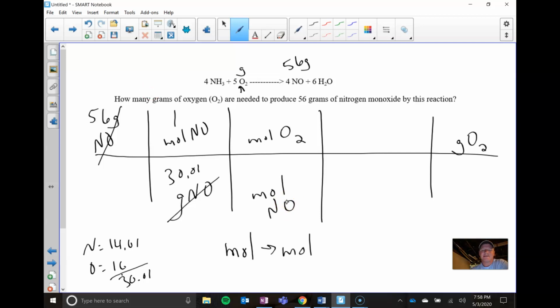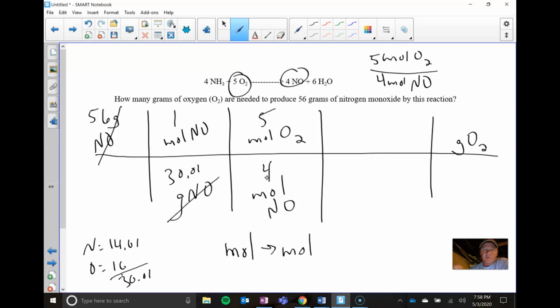Now, where do I get this information? Moles of O2 to moles of NO. Where do I get the numbers for that relationship? I'm sure somebody said it. I hope you did. From the balanced equation. So notice our mole ratio from the balanced equation says that for every 5 moles of oxygen, of O2, and remember, it's O2, include that too, for every 5 moles of that, we produce 4 moles of NO, okay? So there's our relationship there that we use.